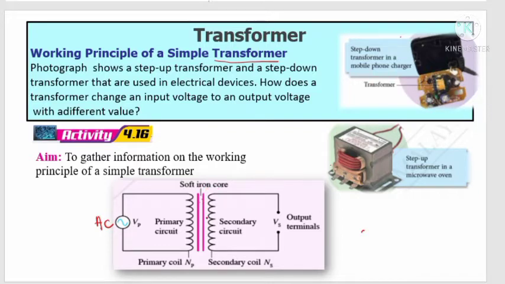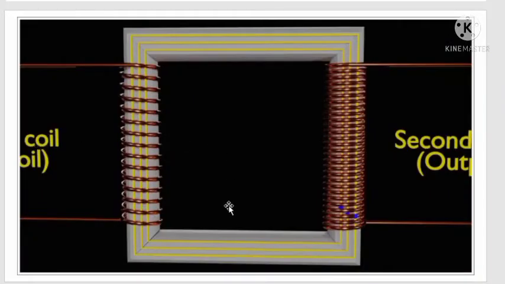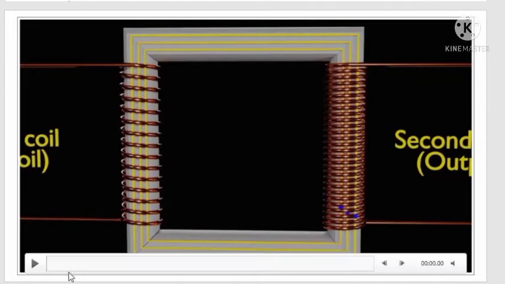And then the second circuit is the secondary circuit. The number of turns of the coil is NS. The secondary circuit is connected to the output terminal. This output terminal can be connected to any resistor or any detector like a galvanometer or CRO. So you can see this is the basic structure of a simple transformer. What is the working principle of a transformer? Let's watch this video to understand how a transformer works.